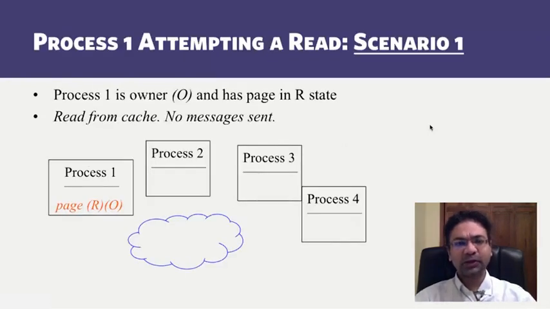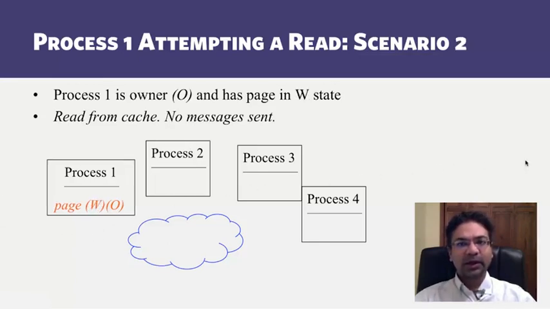So let's discuss a few scenarios that might occur when a process is trying to do a read. Here, in all of these scenarios, process 1 is attempting a read, and there are 6 scenarios I'm going to discuss. In this first scenario, process 1 is the owner of the page and has the page already in the R state. In this case, the read is served directly from the cache of process 1, and no messages need to be sent out over the network. So that's the first scenario.